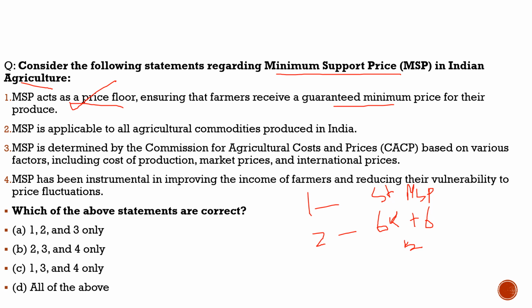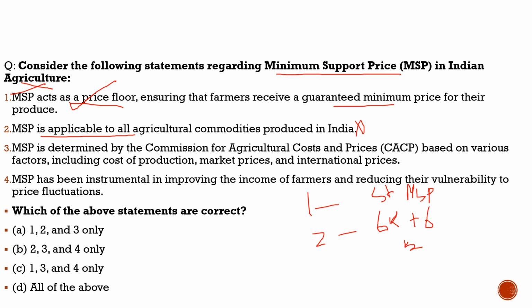And it will definitely give financial stability to the farmers. So this is going to play a huge role in our country. And with respect to MSP, this statement is 100% correct. It acts as a price floor, ensuring that farmers receive a guaranteed minimum price for their produce. Second, MSP is applicable to all agricultural commodities produced in India. Totally incorrect. It is not applicable to all agricultural commodities.